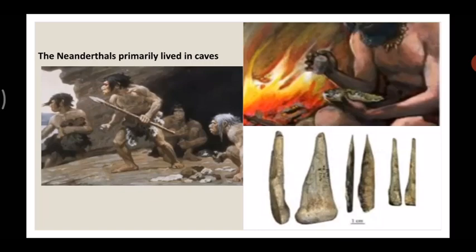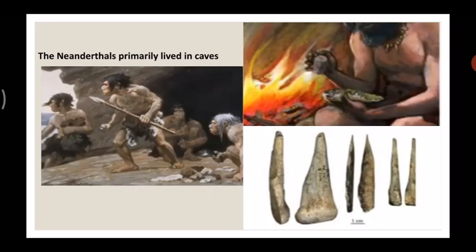To hunt bigger animals, they used scrapers made from stone flakes. For what? To scrape the meat, that means to remove the skin. They scraped the meat from the skin of dead animals. Then they wore leather clothing made out of the skin or hides of dead animals.